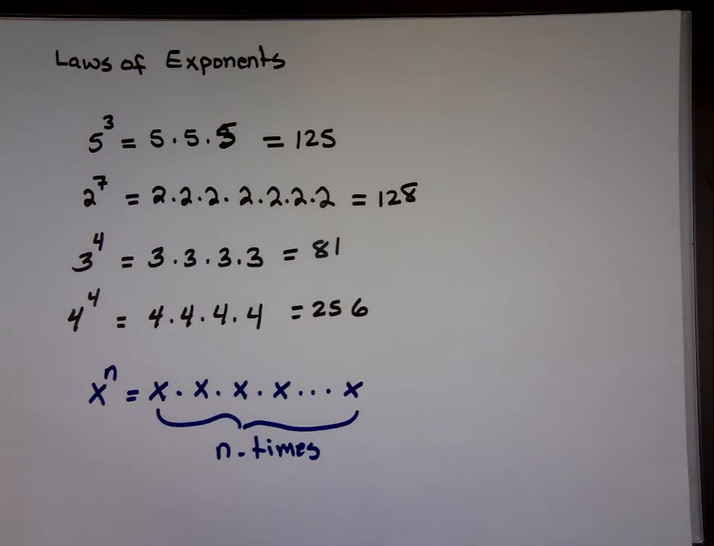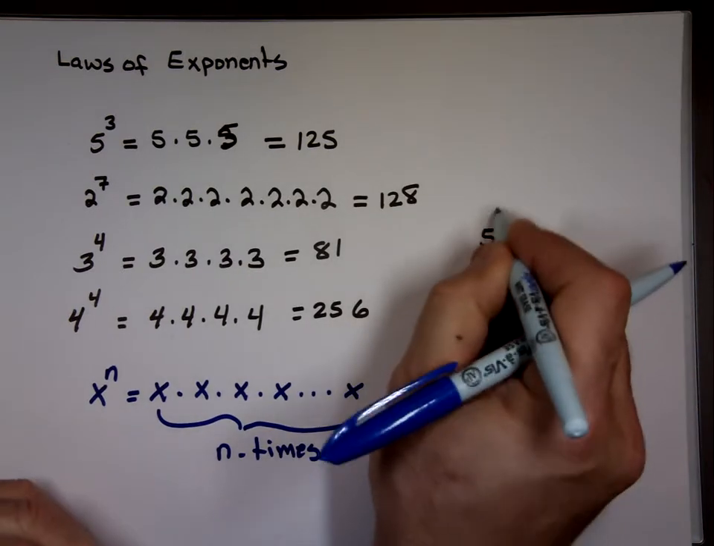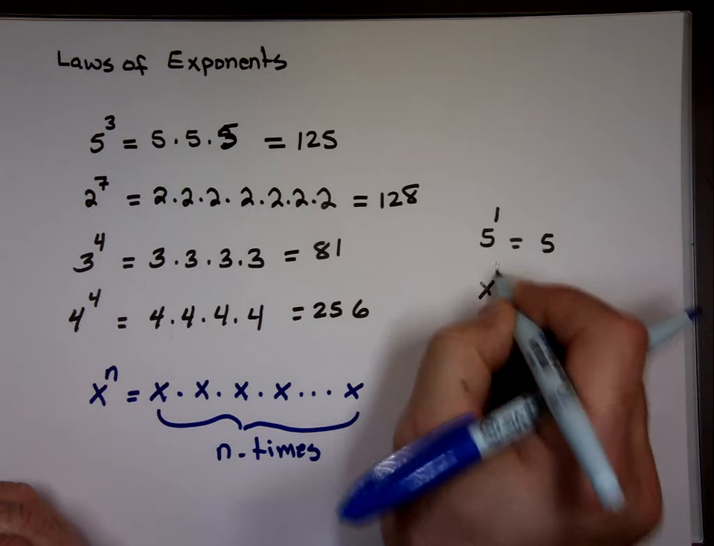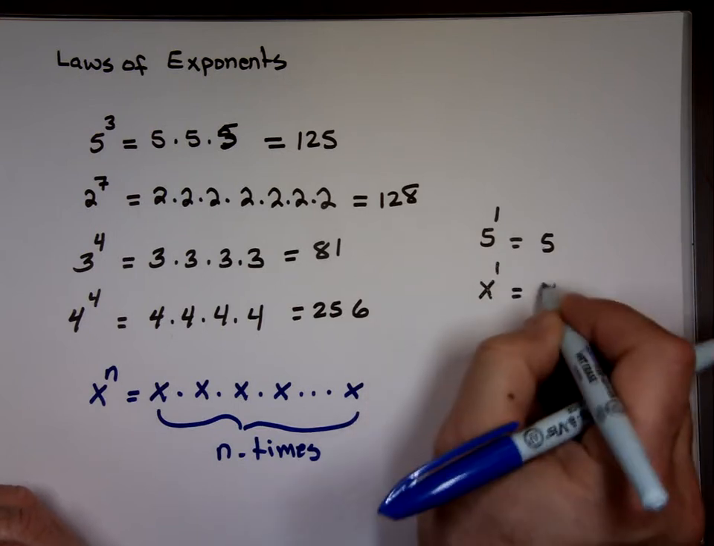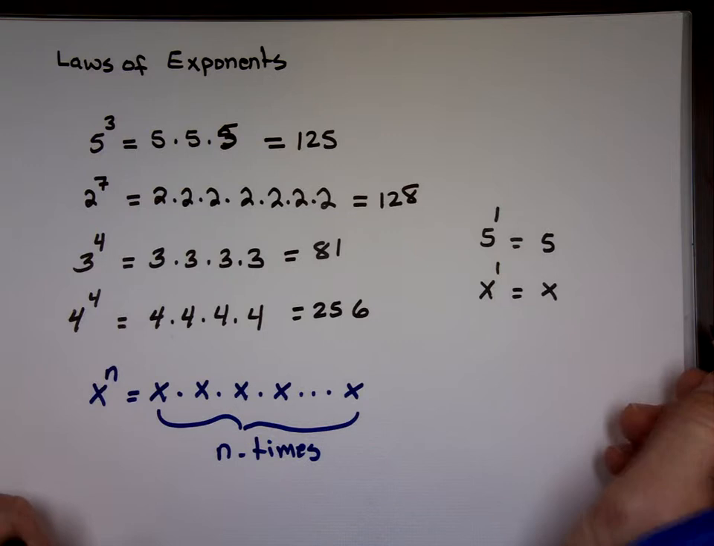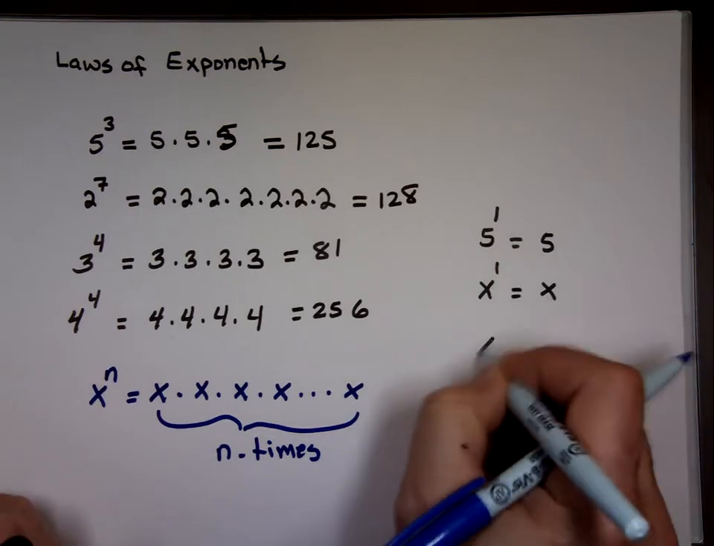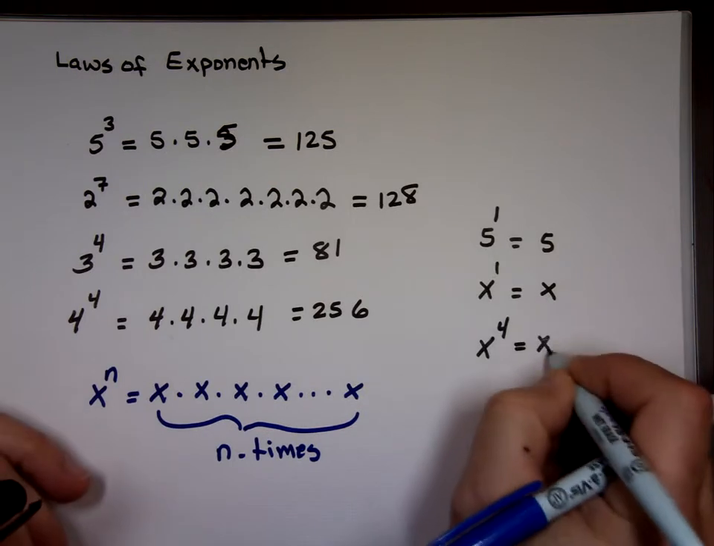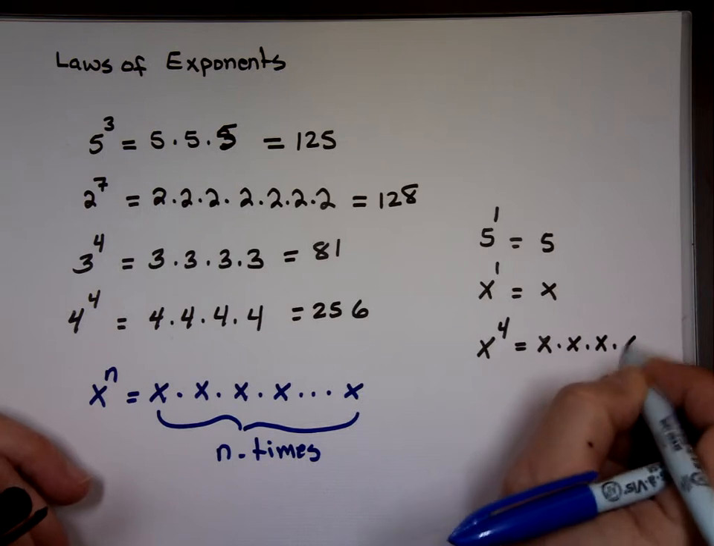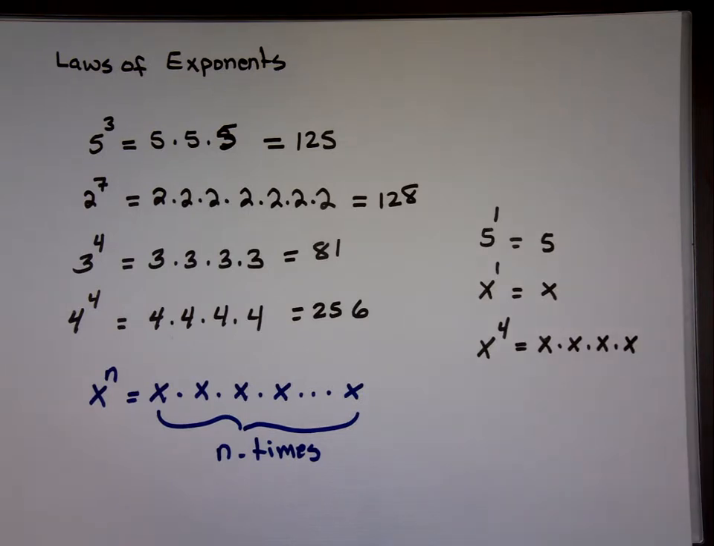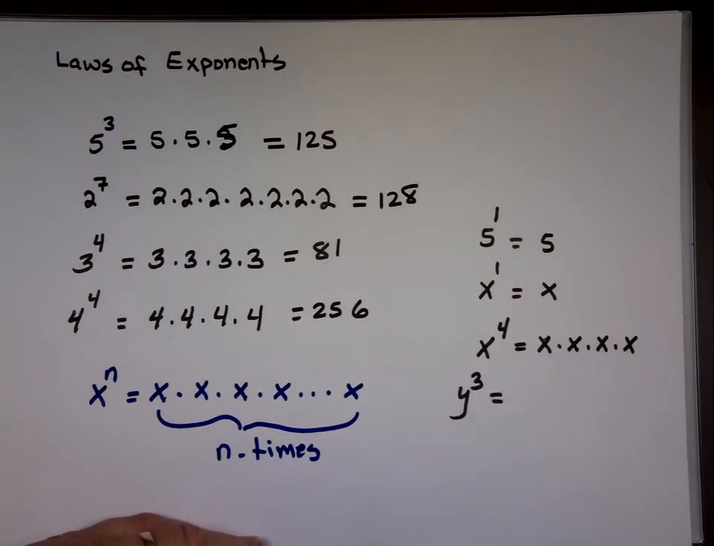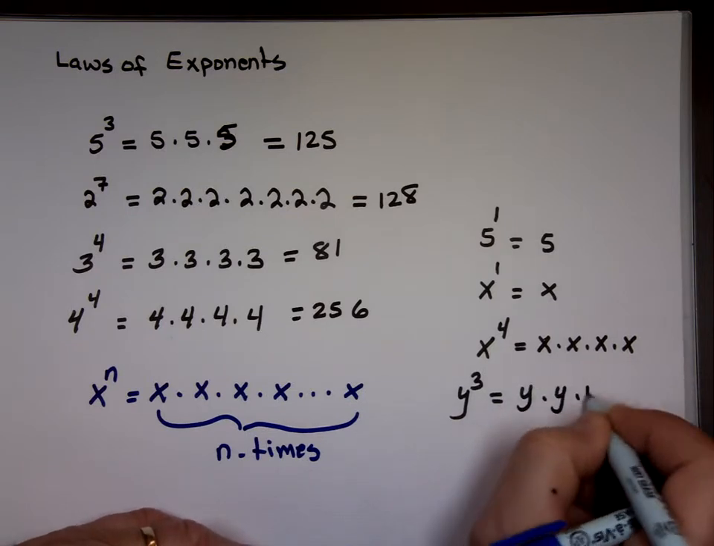So if I give you, for example, 5 to the 1, what's 5 to the 1? 5. What is x to the 1? X. Very good. What does x to the 4 mean? X times x times x times x. How many times? 4 times. Good. What is y to the 3? Y times y times y. Good.